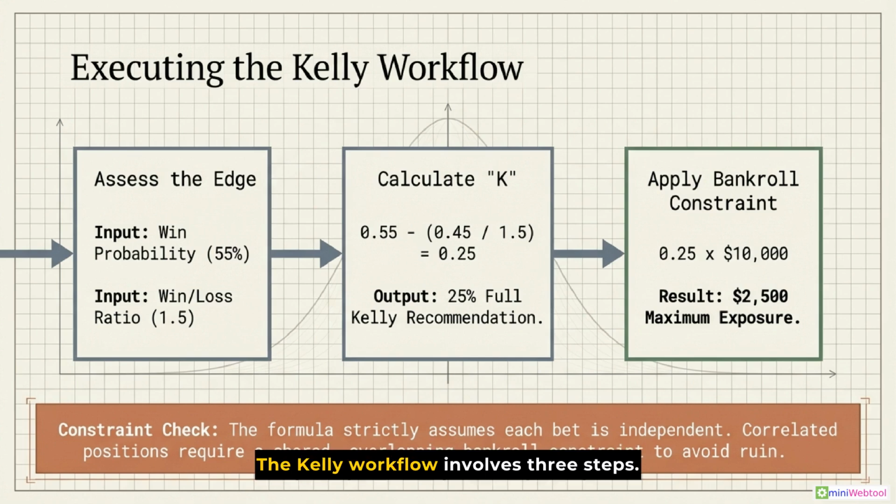The Kelly workflow involves 3 steps. First, assess the edge with win probability and the win/loss ratio. Second, calculate K, which gives the full Kelly recommendation. Third, apply a bankroll constraint to determine maximum exposure. Remember, the formula assumes each bet is independent.